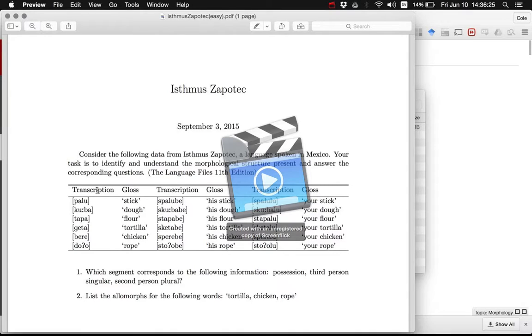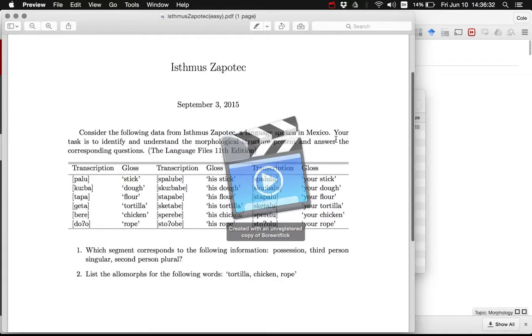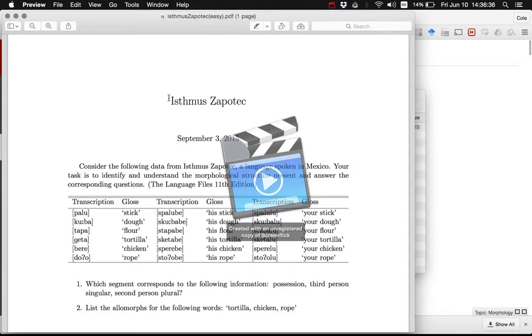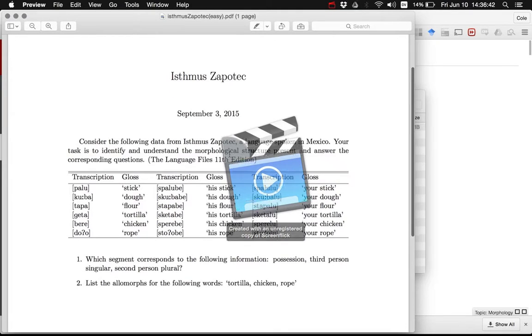so you guys can see how I work through these problems, so that hopefully it should be a pretty easy problem for you as well. Okay, so the way the data sets work is they're all going to look uniformly just like this. So at the beginning, at the very top, we have the name of the language that we're going to be working on. This one happens to be Isthmus Zapotec, then the date that I created the file. Then there'll be a brief introduction to the data set itself.